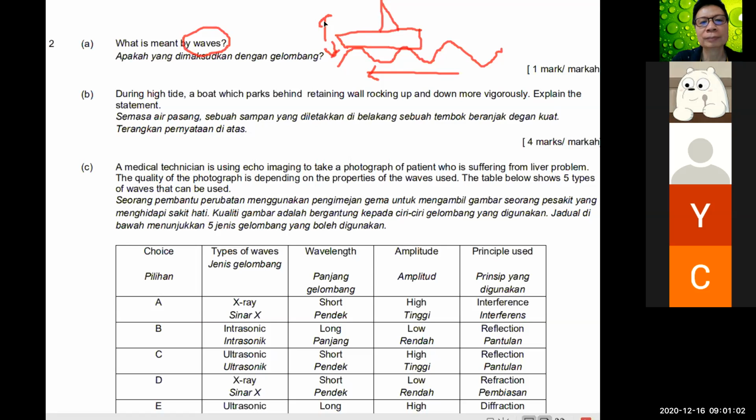Why then? Can you explain why? Why, when the water comes in during high tide, does the boat move up and down vigorously? What is the reason? Definitely something to do with the wave, isn't it? During high tide, what happened to the water? Okay, check answer.